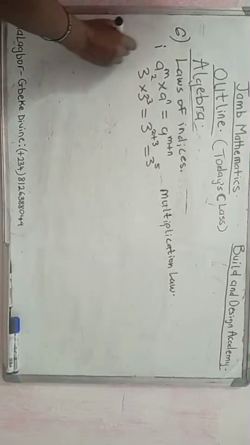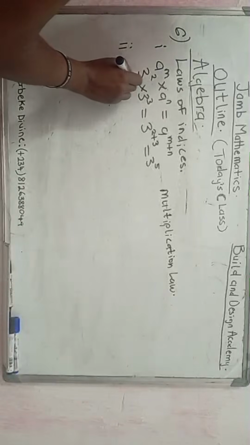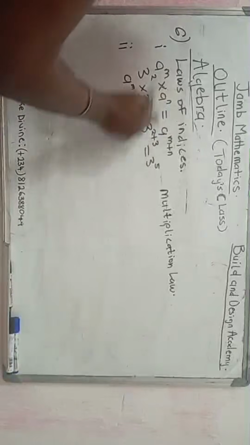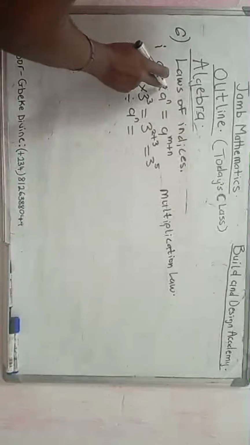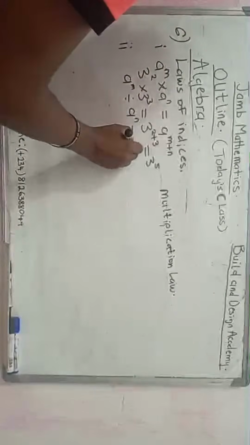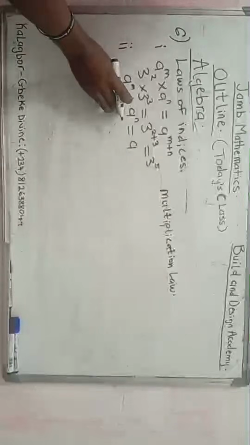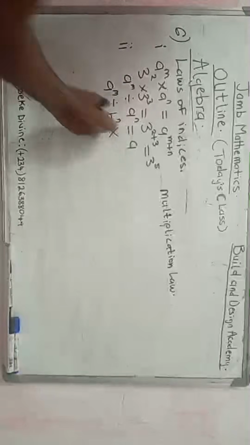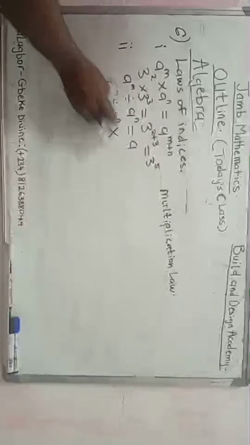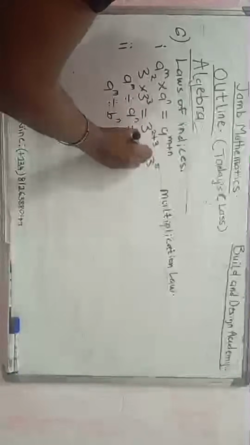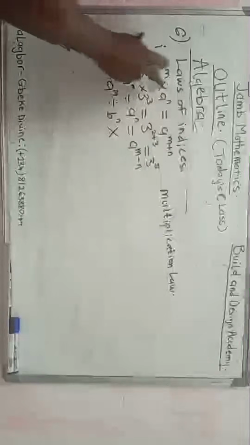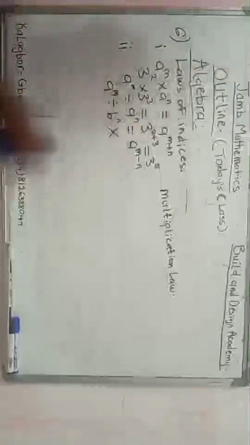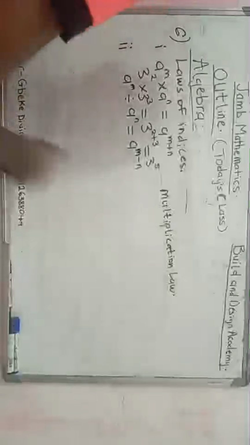So the next law, we have a raised to power m divided by a raised to power n, which will give us what? The opposite of addition is subtraction. And the opposite of multiplication is division. So we will have the same base, a. If they are different bases, if it was a raised to power m divided by b raised to power n, this will not work because they are different bases. But because they are the same base, a, it will be a raised to power m minus n. Since multiplication was addition, division should be subtraction. So this is the division law.